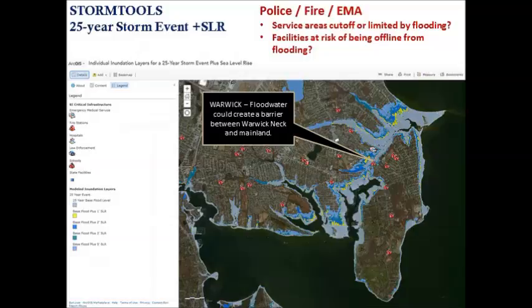This is Warwick Neck. And STORMTOOLS allows you to visualize that with a 25-year storm event plus sea level rise, that floodwater could create a barrier between Warwick Neck and the mainland. And so what does that mean for police, fire, and emergency management planning?